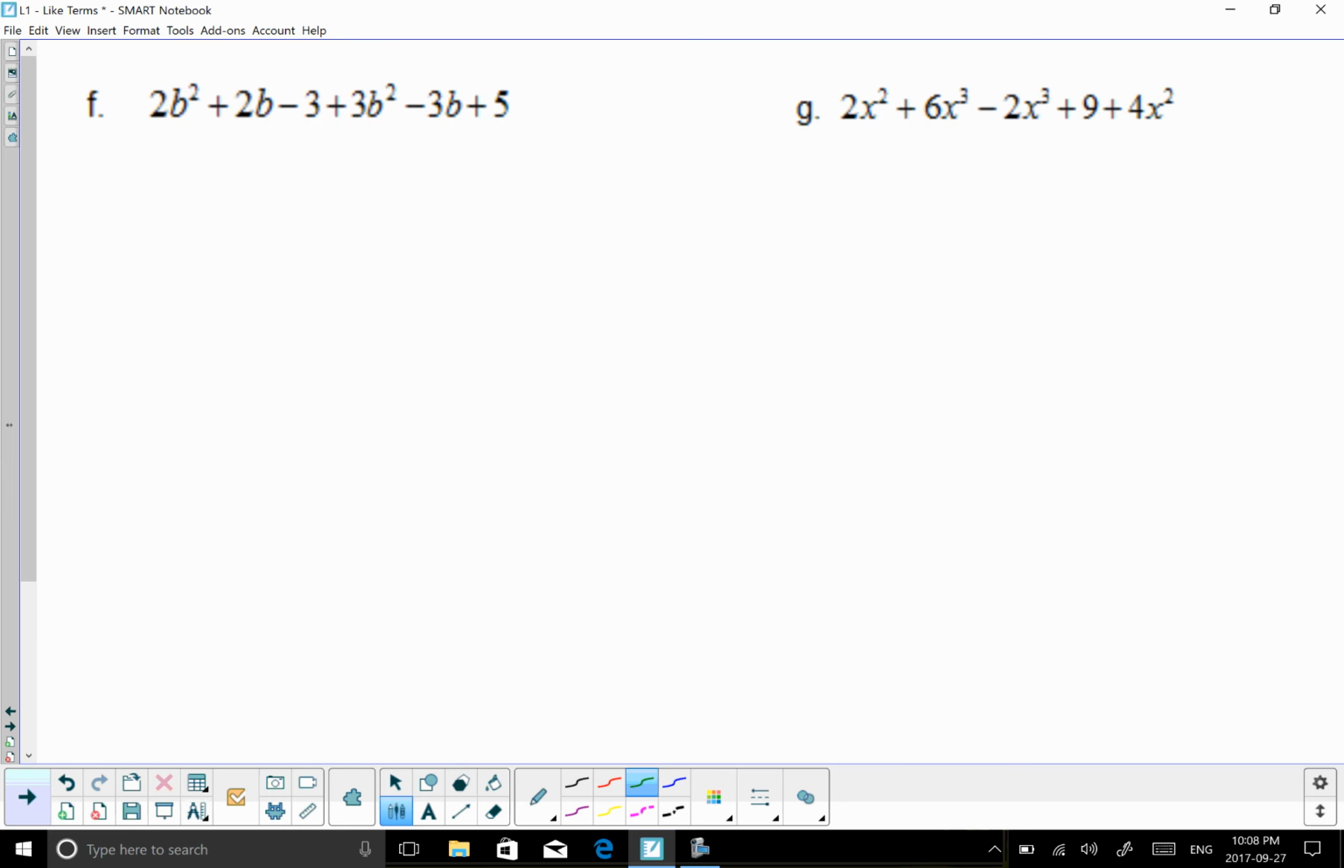Okay, now f. Find your like terms again. So I have 2b squared. I'm looking for another b squared. So there's 3b squared. And there's no other b squared. So I'm just going to write those two together.